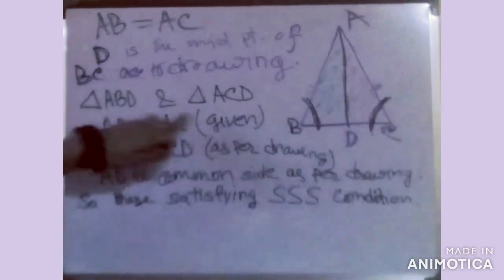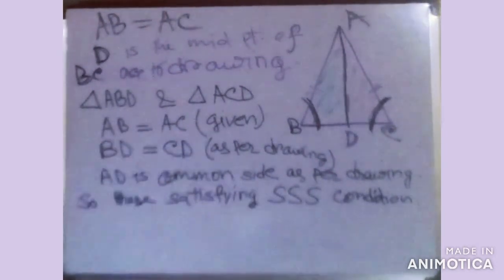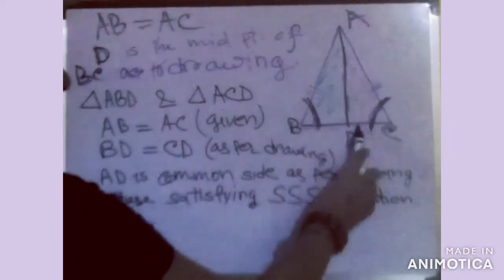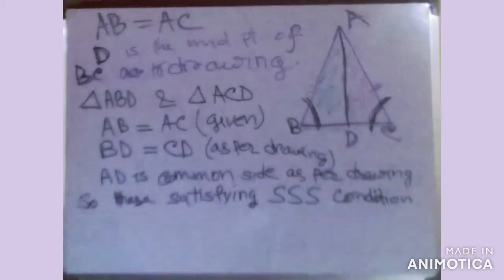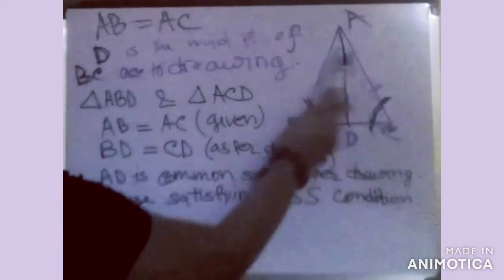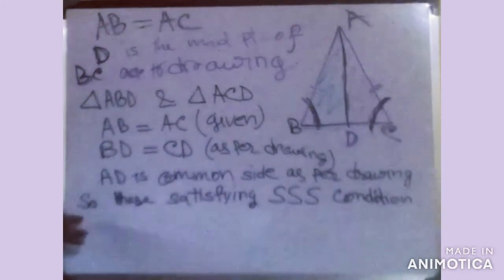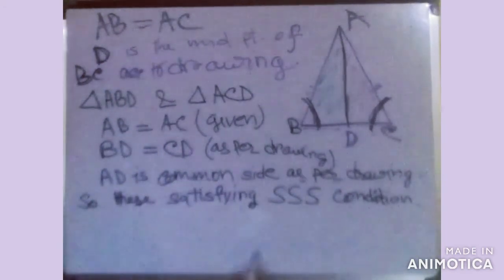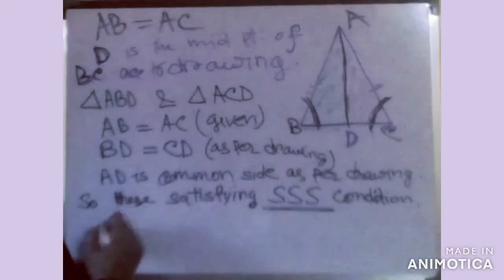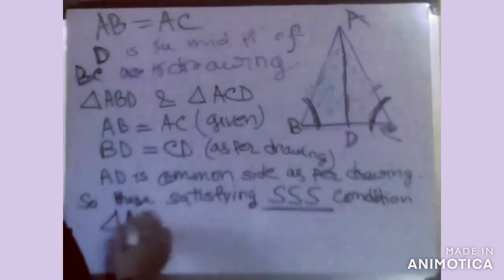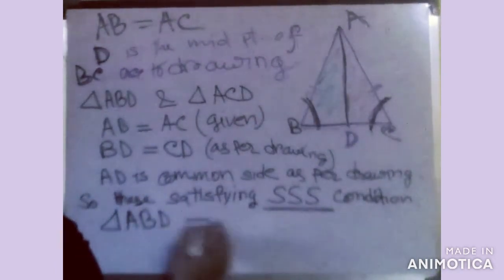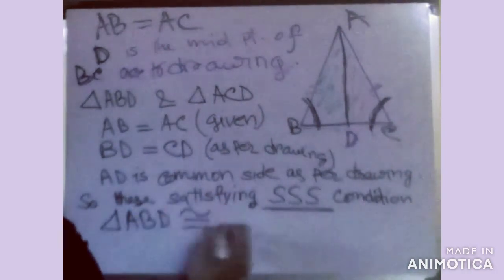So in triangle ABD and in triangle ACD, we are getting AB is equal to AC as it was given an isosceles triangle. BD is equal to CD as per our drawing. This portion is equal to this portion, and AD is a common side for both the triangles, this triangle and this triangle. So these are satisfying the SSS condition. Then we can say that these two triangles, ABD and ACD, are congruent. This is the sign of congruency.